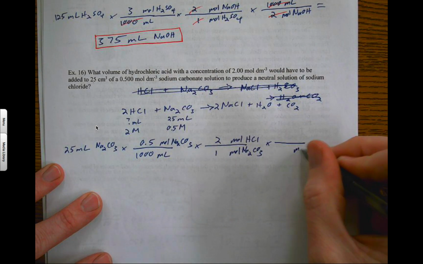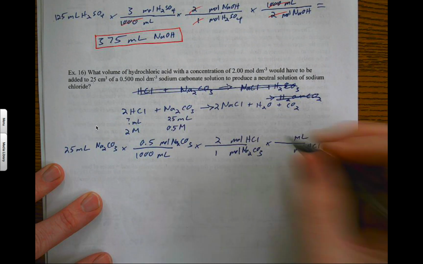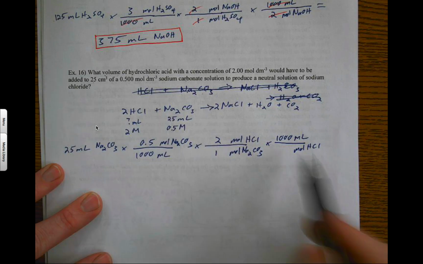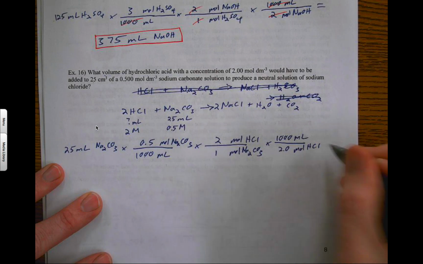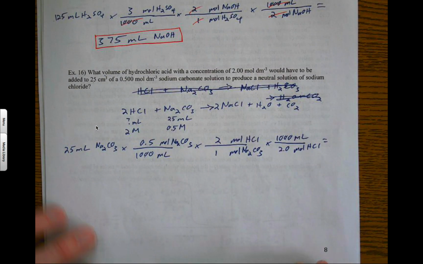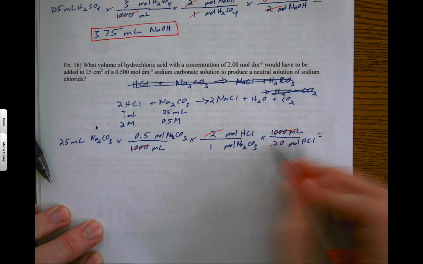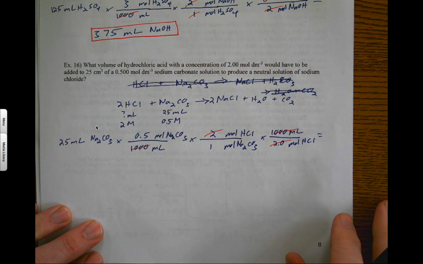And then moles of HCl into milliliters. Let's go ahead and make it 1,000. It wasn't specific about the volume, but I'd make it 1,000 just so I could cancel out that 1,000. And so, once again, the thousands go away, 2's go away. That's nice. It's 25 times 0.5. It's going to be 12.5.